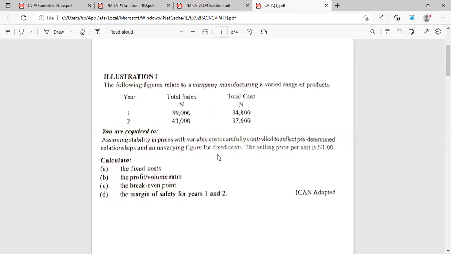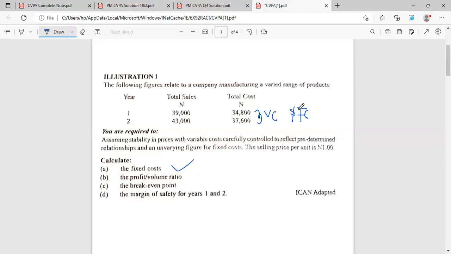Forget about all this grammar that is here. Selling price per unit is 1 naira. That is what I need to know. Calculate A, the fixed cost, B, profit volume ratio, C, break-even point, and D, margin of safety. Now, from this particular question, we are given total cost figures. And I remember telling you that whenever you are given total costs, inside total costs there is what we call variable cost and what? And fixed cost. And now the question is telling you to get only fixed cost, which is requirement A.